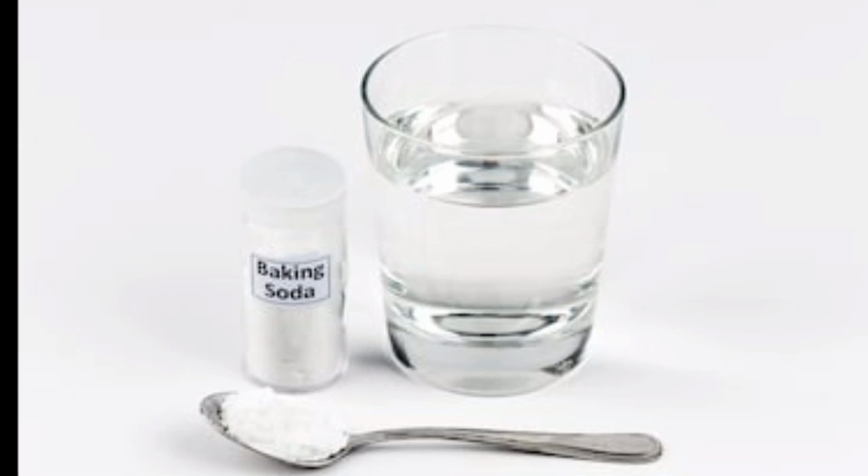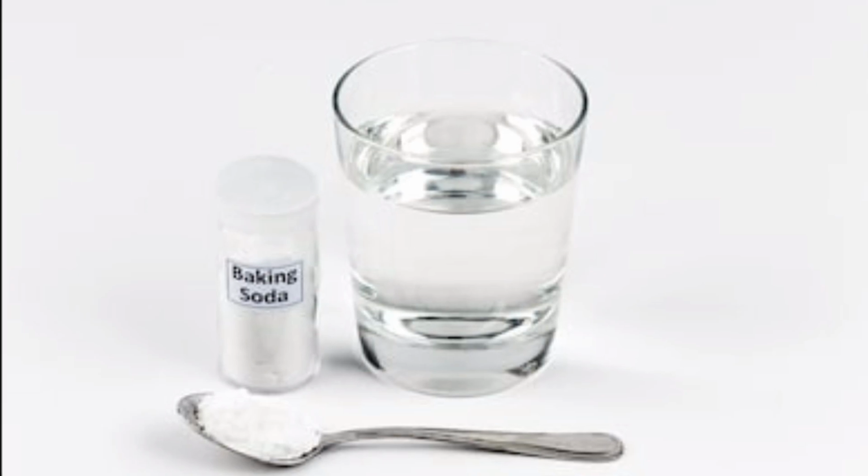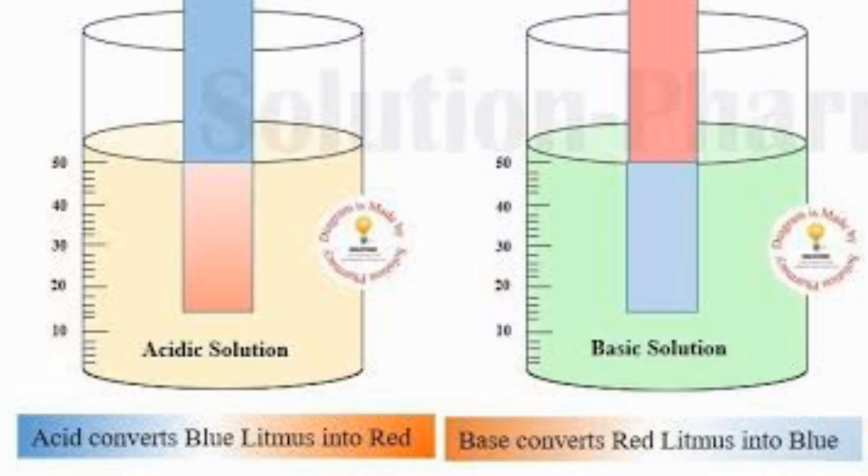Now remember, if you are given any solid substance, first you have to make a solution of it. So how will you do it? Just add a little bit of water and stir it nicely to make it a solution, and then use the litmus paper for testing whether it is acidic or basic.